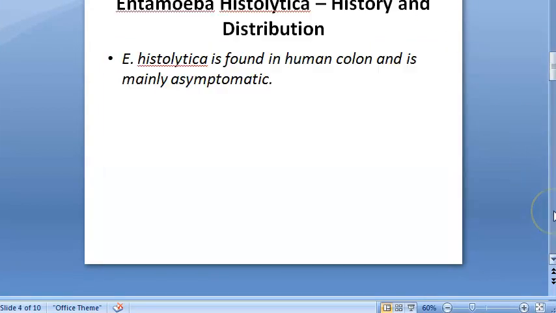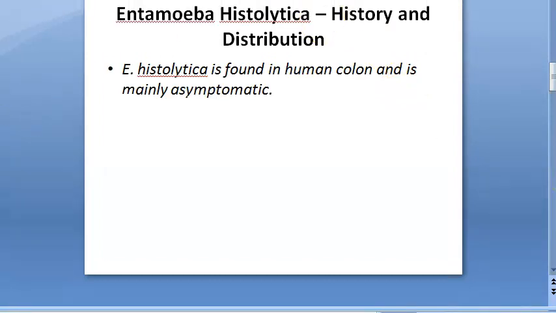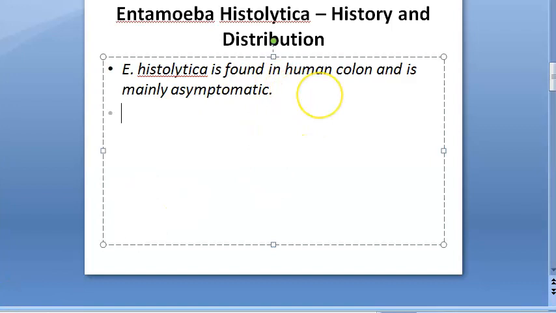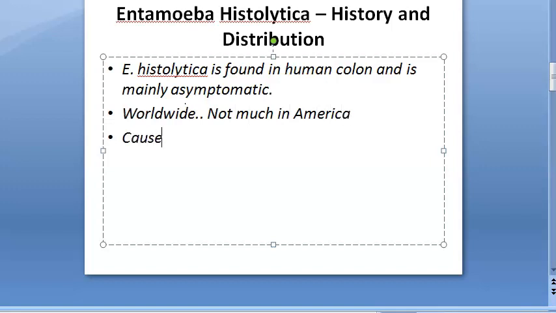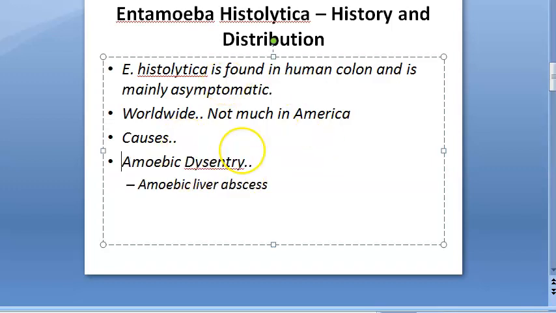Okay, now basically Entamoeba histolytica is found in the human colon and it will usually be asymptomatic. But then it can become pathogenic. And it will cause amoebic dysentery, or it can also cause amoebic liver abscess. That is extraintestinal amoebiasis. So it can affect the intestine and liver, etc. It is there worldwide, but not much in America, they are saying. So it causes amoebic dysentery and amoebic liver abscess. Okay, so this you should know.